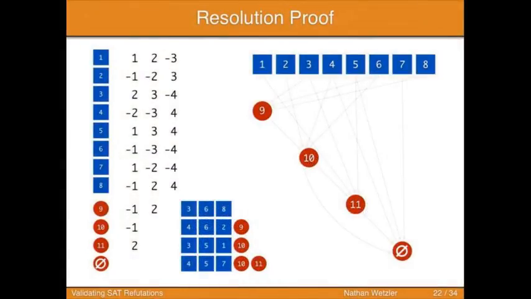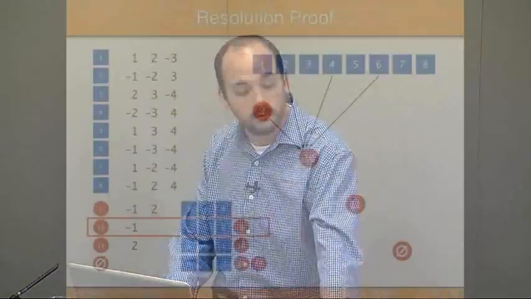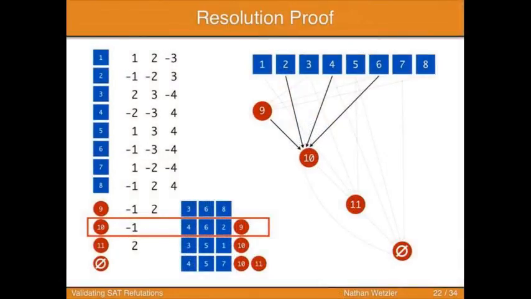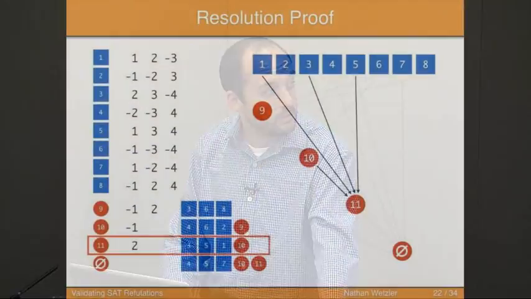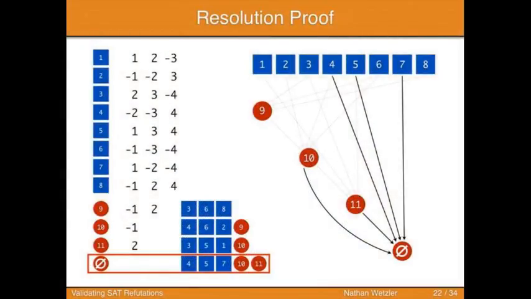So in order to check this proof, we take the first clause in the proof and establish that it's redundant. And we do that through a series of resolution steps. And so here the clauses 3, 6, and 8 were all used to establish the redundancy of the new clause 9. And then we continue to do this for each clause in the proof until we reach the empty clause.